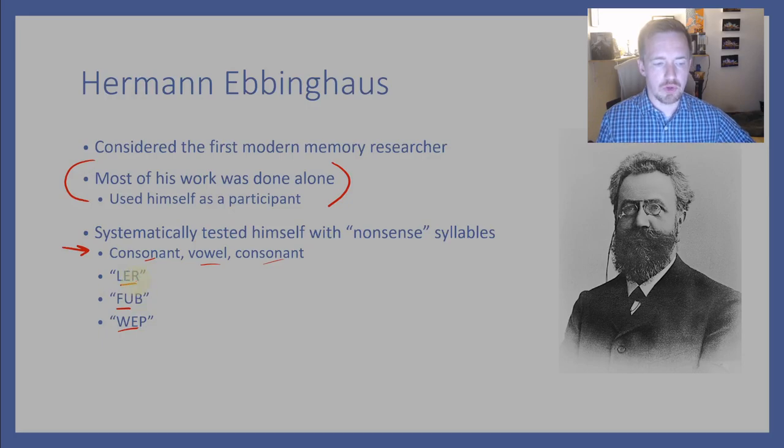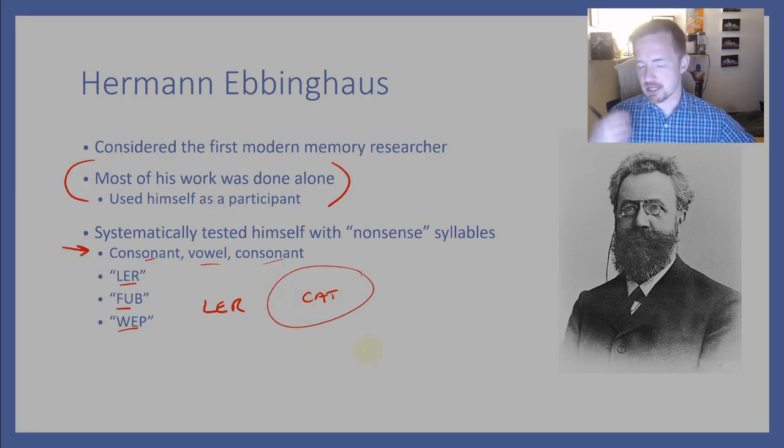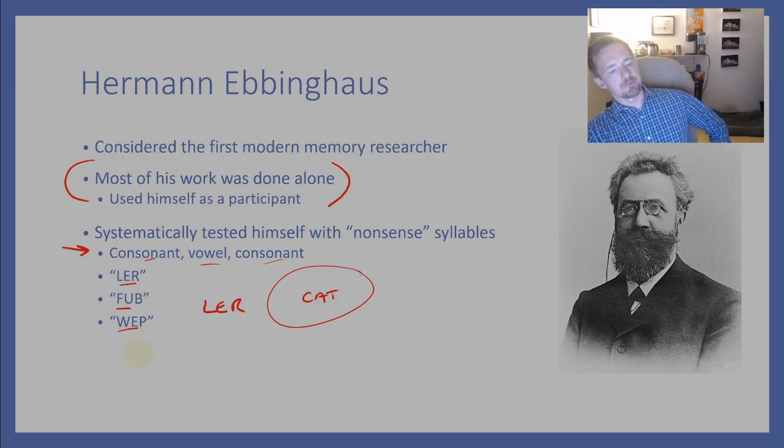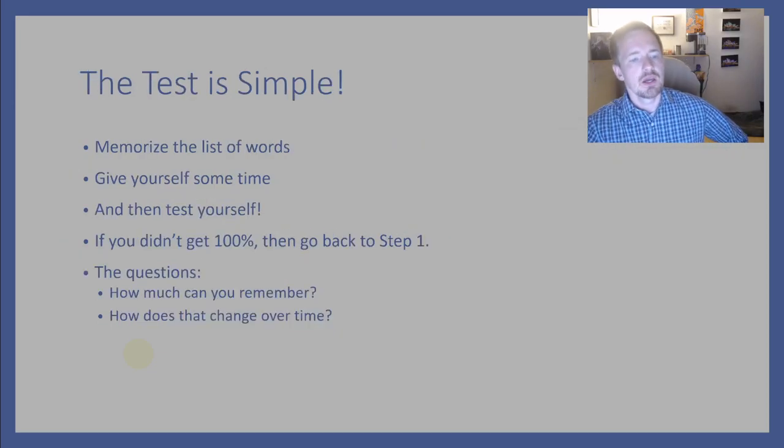Because if you're trying to remember the word lur, then what comes to mind? To me, just the word lur, right? If I ask you to remember the word cat, what comes to mind? Oh, I can imagine a kitten, right? So the fact that I may have a cat, that I have experienced cats, that I can picture a cat, those all might bias how well I do in that memory task, which is why he's going with these nonsense syllables to prevent any kind of bias or familiarity effects. So his test was really simple. All he really did was study a list of nonsense words and then wait a while and then test himself again.